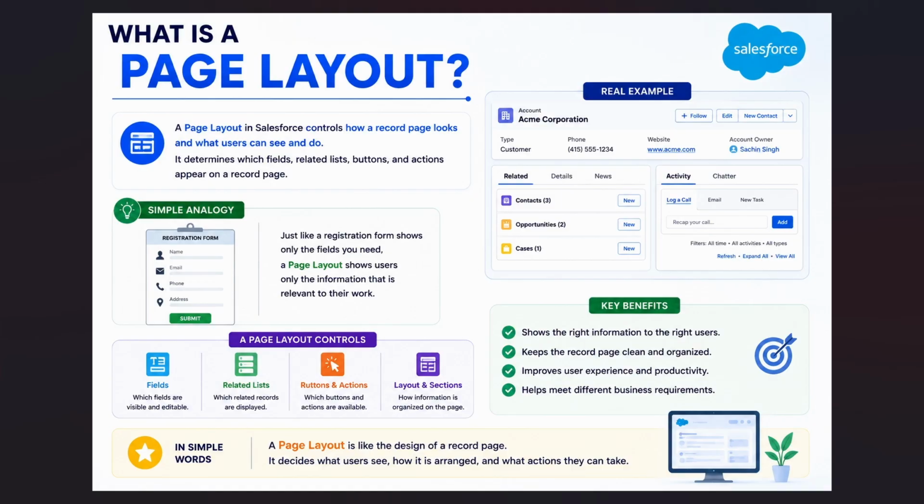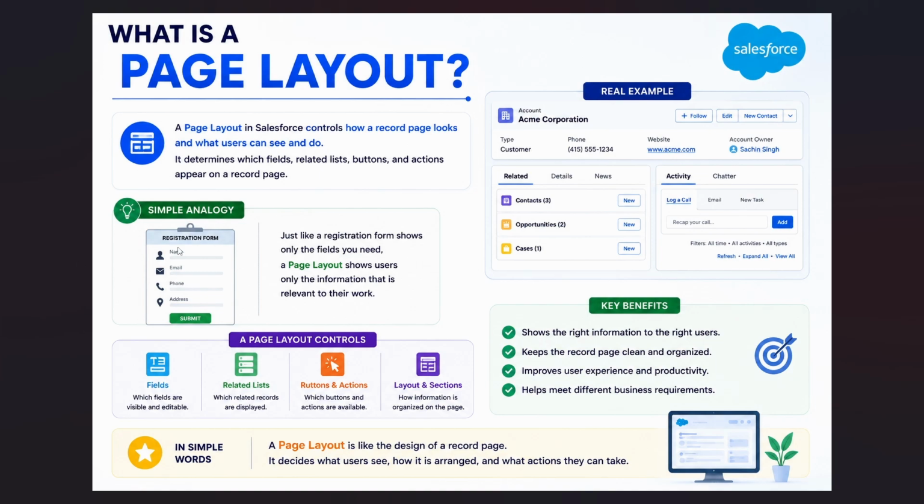Different users often need different information. For example, a sales team may only need customer and opportunity details. An HR team may need employee information. Instead of showing every field to everyone, page layouts help us display only the information that is relevant. This makes the interface cleaner, easier to use, and improves productivity.